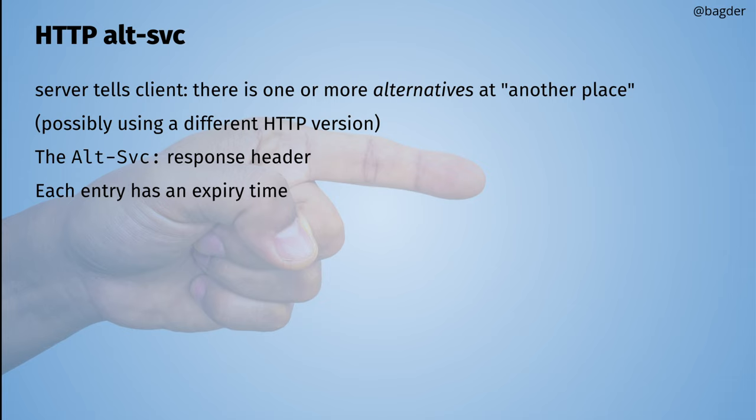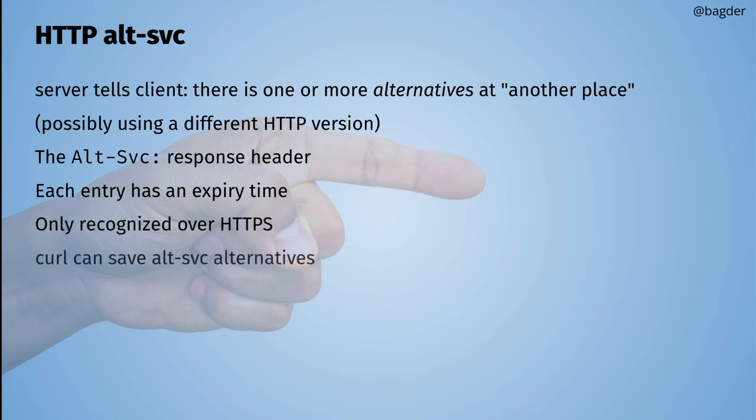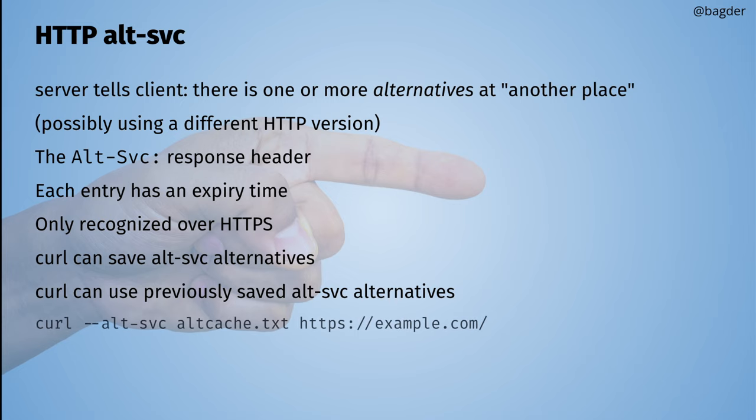the server can say that it also exists over here, possibly with a different version, different port, different host name, and so on. It has an expiry time, and it's only over HTTPS, but curl can then save these alternatives, and you can ask curl to use these alternatives in your follow-up request. So basically, save the alternatives now, do a second request, use the saved alternatives, and if there are alternatives this time, use them. Then you might not go to the same server anymore and could go to a completely different host name, because example.com told us there's an alternative that it wants us to use.